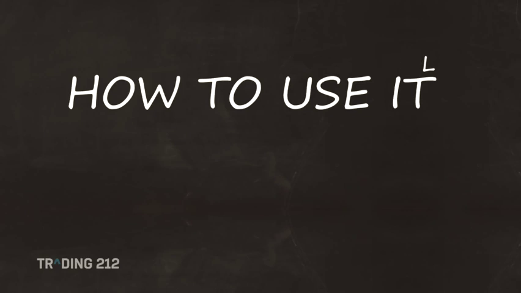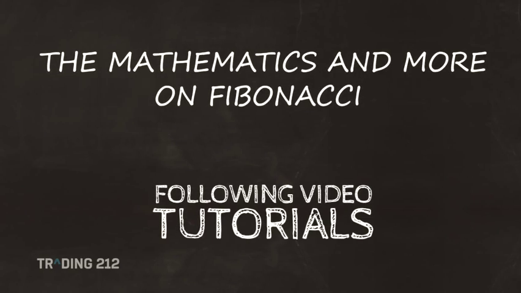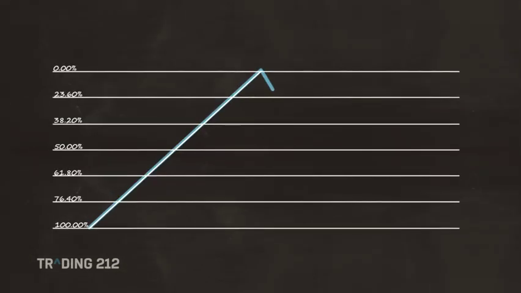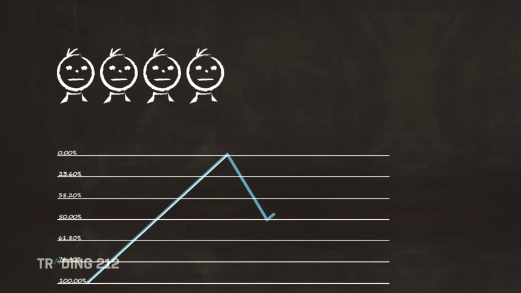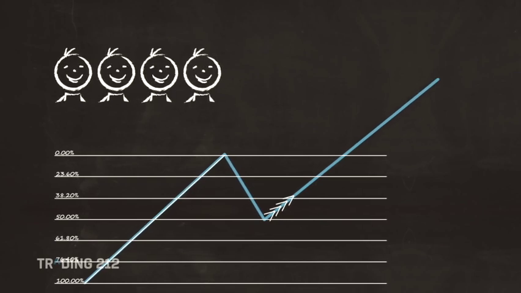In this tutorial, we will simply refer to the Fibonacci retracement tool and how to use it. We will be explaining the mathematics and more on Fibonacci in following video tutorials. So traders use these Fibonacci levels as efficient entries in the direction of the trend. Because many traders watch these same levels and place buy, sell, or stop orders based on them, they are quite accurate and become a self-fulfilling prophecy.